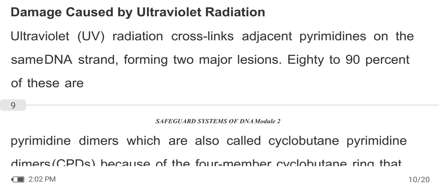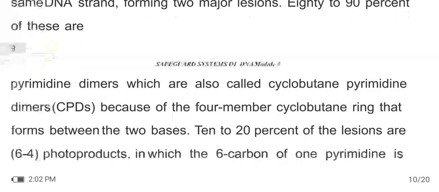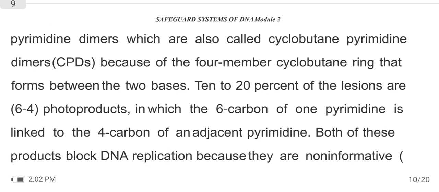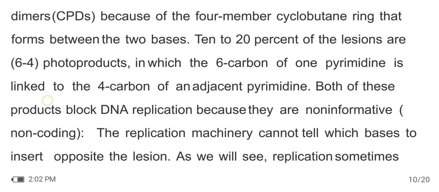Damage caused by ultraviolet radiation. Ultraviolet radiation cross-links adjacent pyrimidines on the same DNA strand, forming two major lesions. 80 to 90% of these are pyrimidine dimers, which are also called cyclobutane pyrimidine dimers, because of the four-member cyclobutane ring that forms between the two bases.